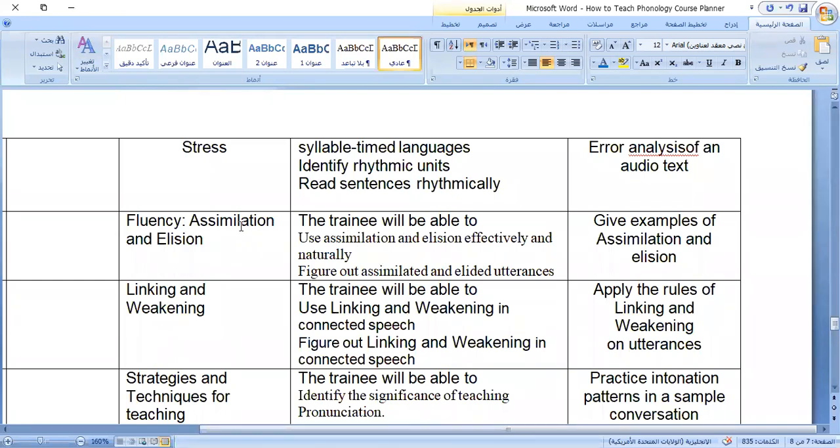Fluency. In fluency, we start with assimilation and elision. We have examples of assimilation. We have examples of elision. Okay. How sounds affect each other.